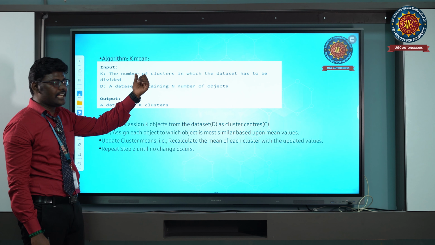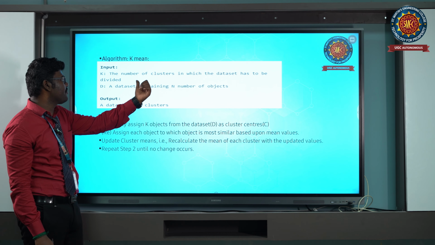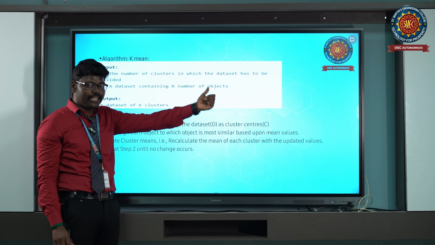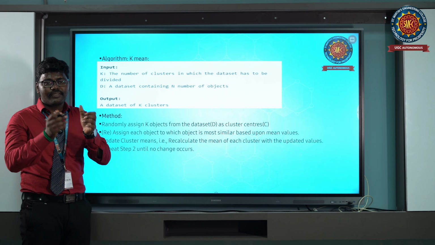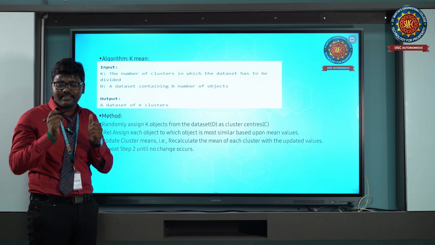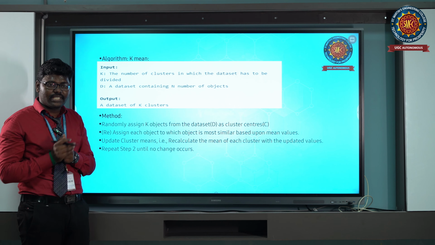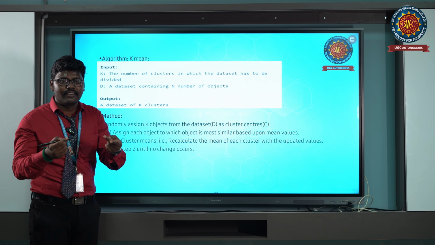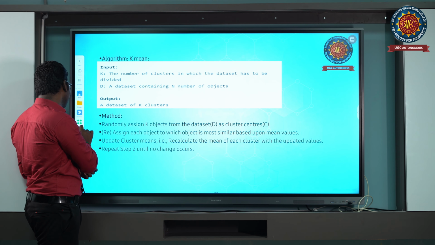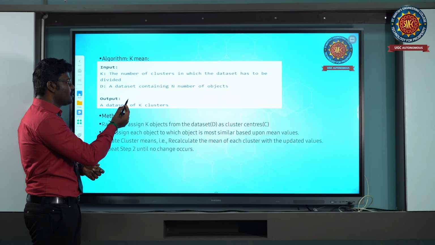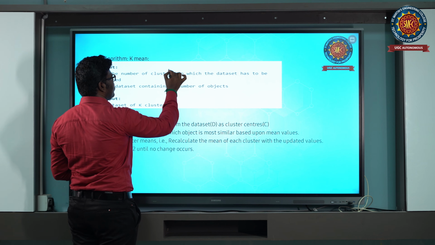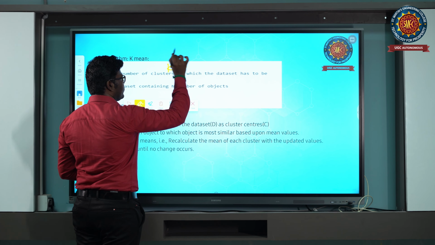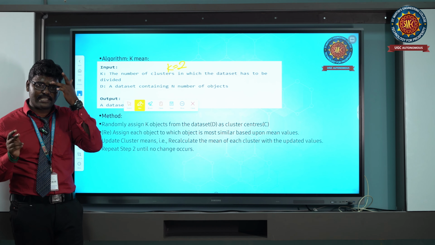First, we get the input: the k number of clusters into which the data set has to be divided. First of all, we receive the data set. In that, how many clusters are needed? That means how many classes are needed. For example, the user gives the input k equal to 2. That means we have to classify only 2 clusters.